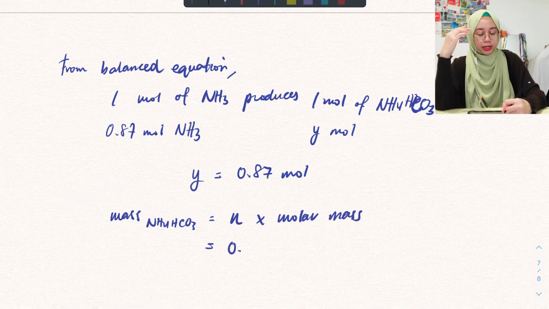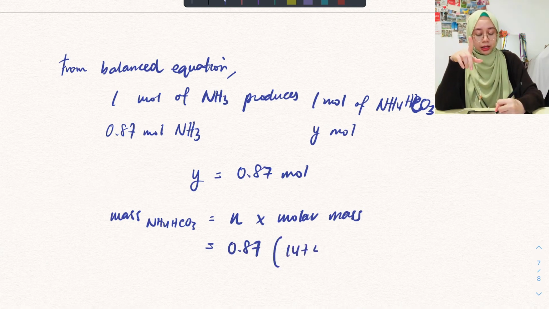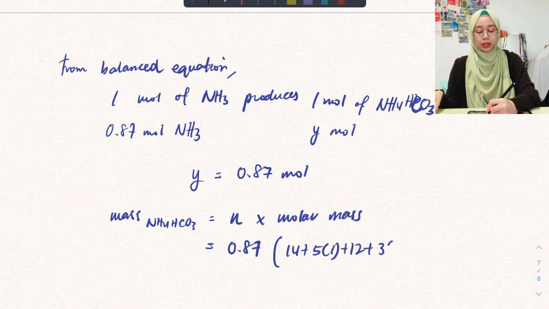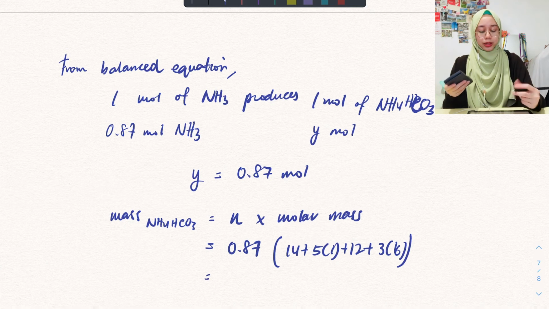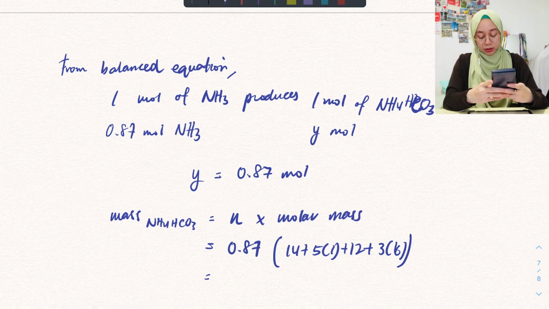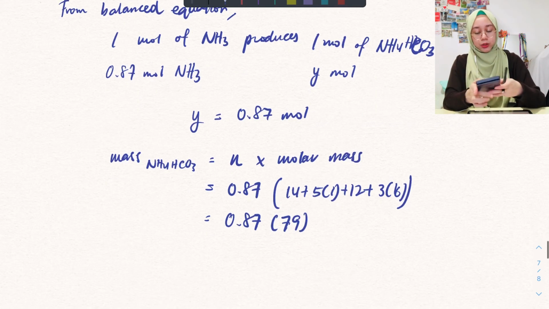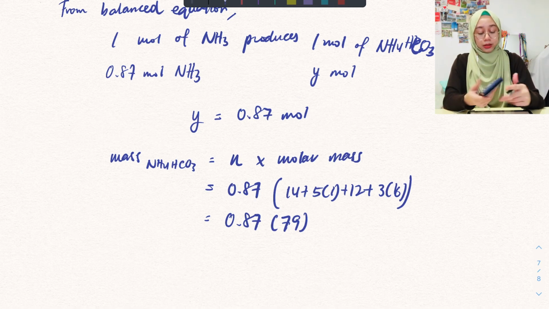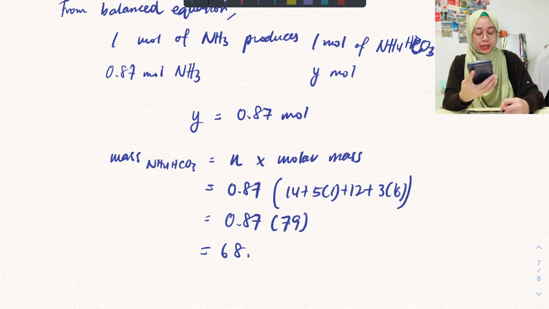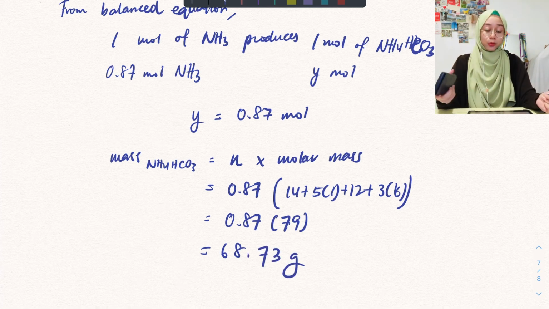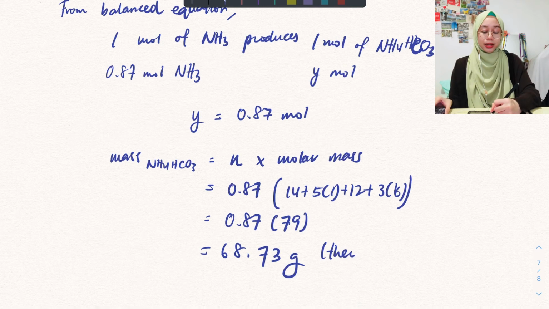Jadi mol kita dah ada 0.87 tu tadi, darab dengan 14 tambah 5 darab 1 sebab kita ada 5 hidrogen, tambah 12 tambah 3 darab 16. So you will get, so 0.87 times with 79. So 0.87 darab, you get 68.73 gram. So what is this class? This is the theoretical yield.